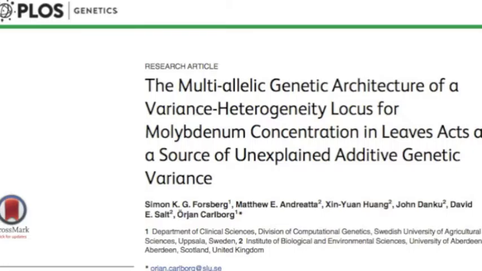So that's basically what this paper does. It uses this variance GWAS, and what that allows you to do is to detect this idea of allelic heterogeneity in genome-wide association mapping. And we used that to reanalyze data that we had for molybdenum.